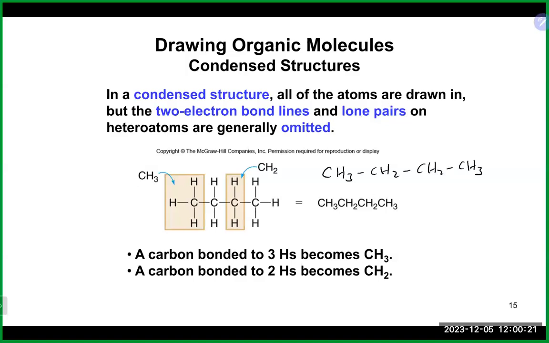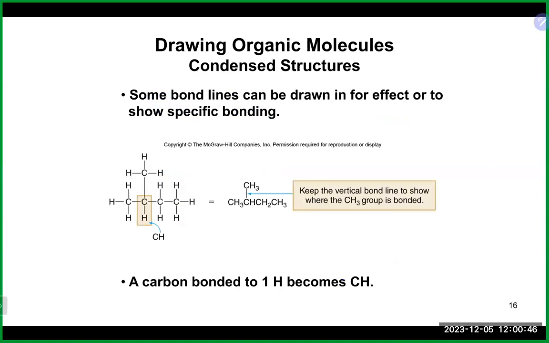Also, if you have a really long run of the same unit that repeats, you'll sometimes see something like this. And that 4 means that you have 4 of these units repeating one after the other. So this would have 1 carbon, 4 more carbons, and 1 more would be 6 carbons that it essentially has in this case.